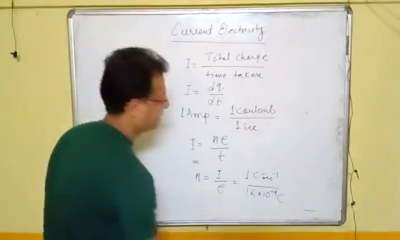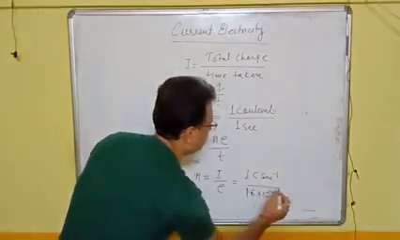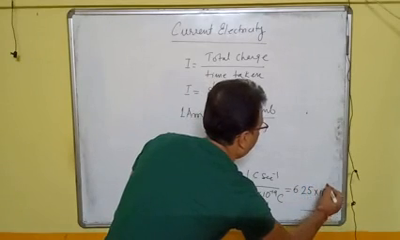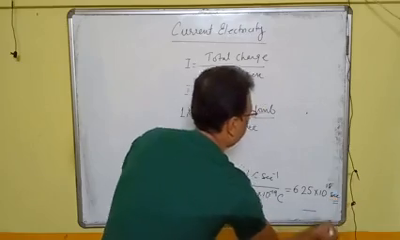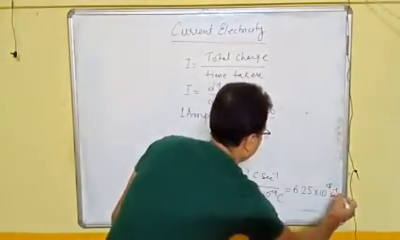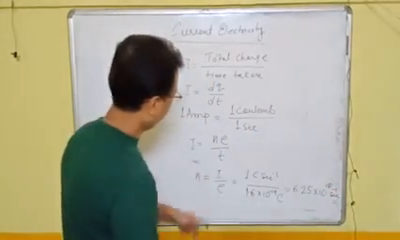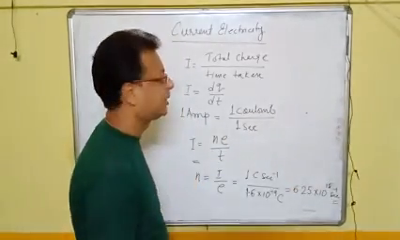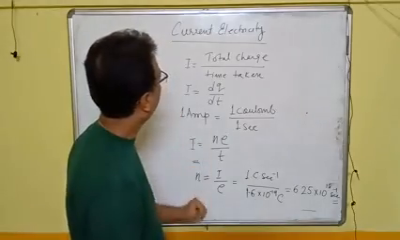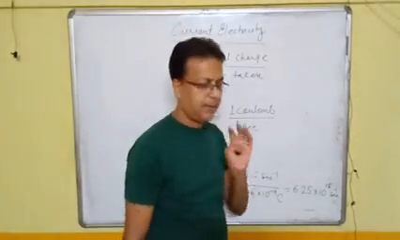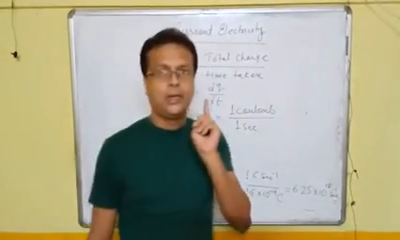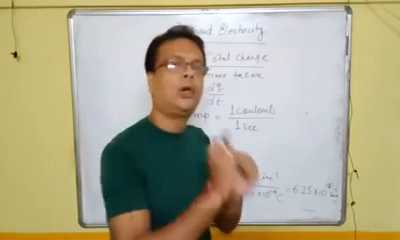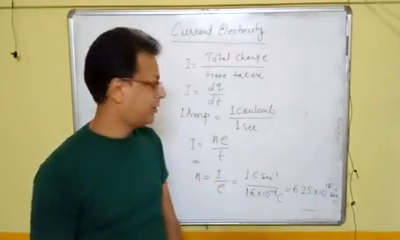Now if you calculate this, it roughly comes out to be 6.25 into 10 to the power of 18 per second. So that will be the number of electrons that flow through a conductor when the current is 1 ampere. One last thing I would like to say is that current is a scalar quantity because current does not follow the rules of vector addition.